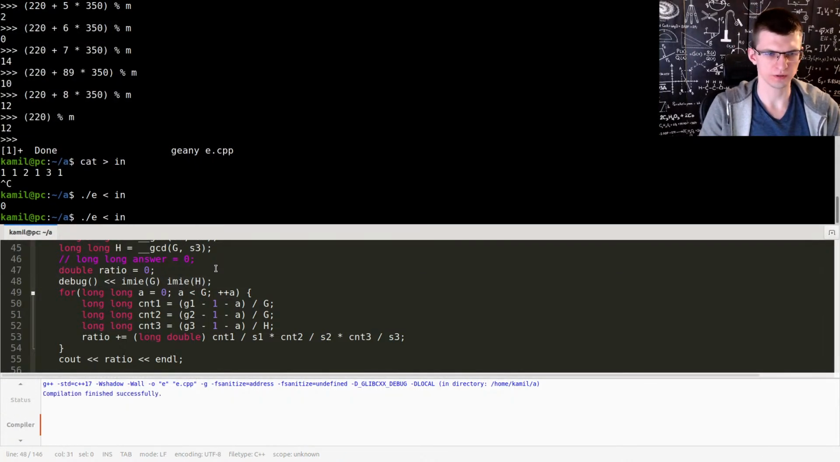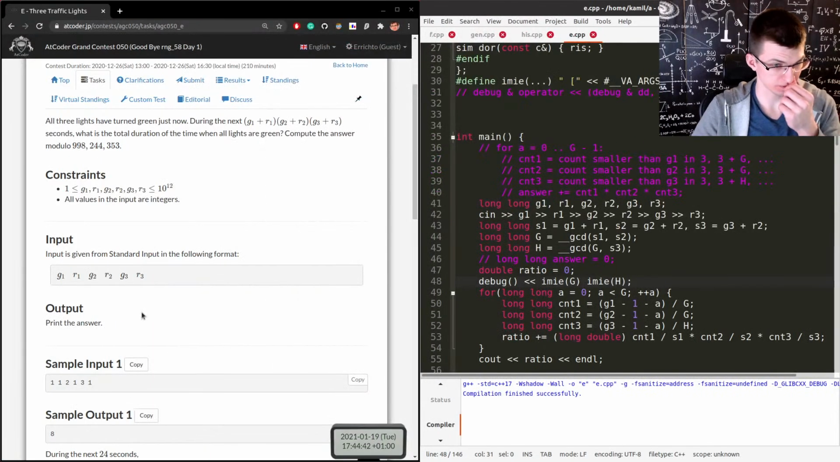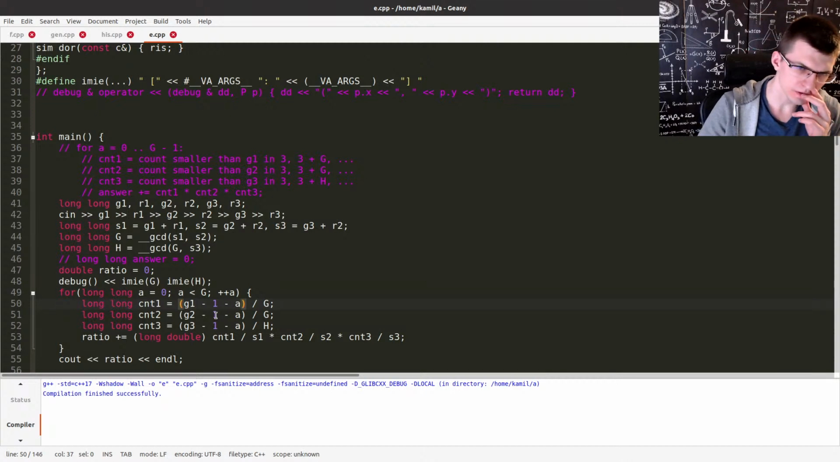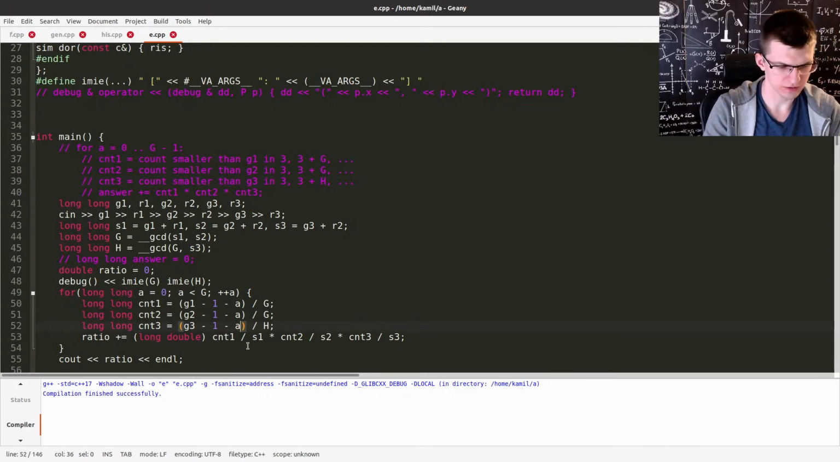Are these values computed correctly? G and H. 1 and 1. 2, 3, and 4. Sounds right. And then what do we have? G1 minus 1 minus A. I want at least one of these values not to be. Should I indeed take 3 here and not some kind of a modulo H? It shouldn't matter in this test.